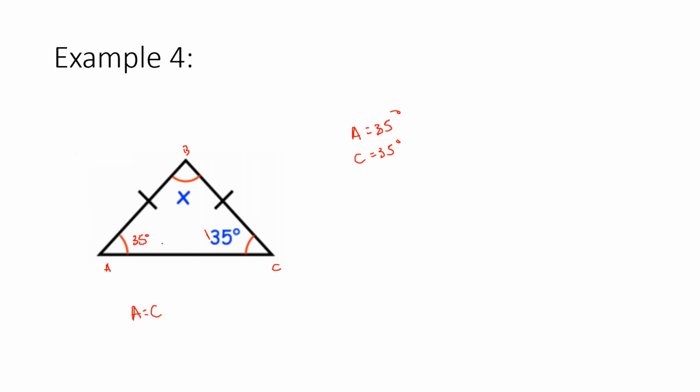So now that I know two of my angles, I just have to do 35 plus 35, which gives me an answer of 70 degrees. And then I do 180, which is the total of the triangle, subtract what I have, which is 70 degrees, which will give me a value of 110 degrees. Therefore, for this triangle, x is equal to 110 degrees.